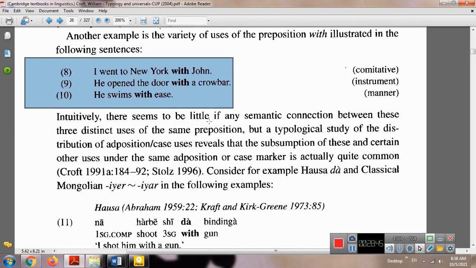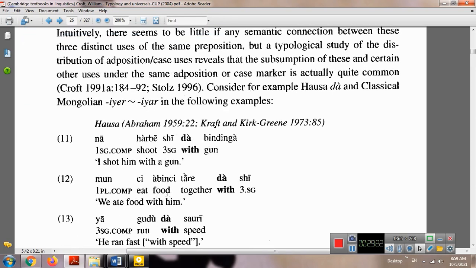Intuitively, there seems to be little, if any, semantic connection between these three distinct uses of the same preposition. But the typological study of the distribution of adposition case uses reveals that the subsumption of this and certain other uses under the same adposition or case marker is actually quite common. Consider, for example, Hausa and Classical Mongolian, with da and ayer and er in the following examples.